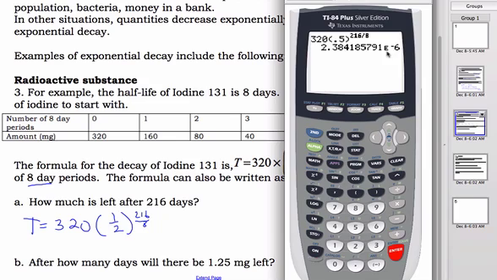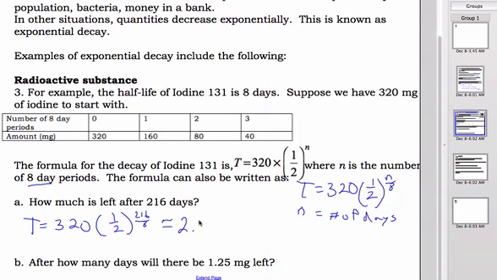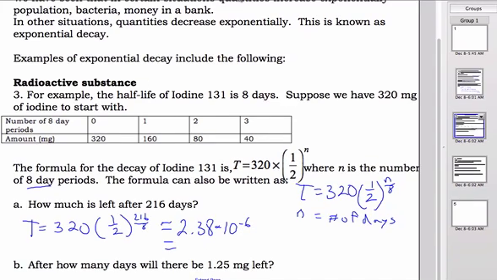That's in exponential notation, so I could write this as 2.38 times 10 to the power negative 6, if you're using scientific notation. So we can also write this number as, we'll just move the decimal place 6 places, so 0.0000238. 1, 2, 3, 4, 5, 6. So it's the same thing. So it's a very small amount after 216 days.